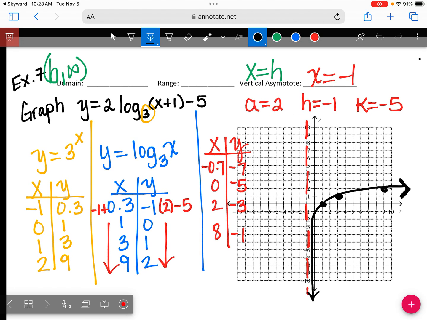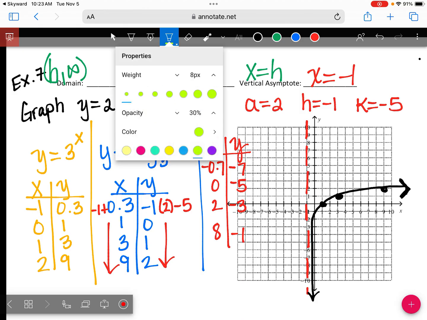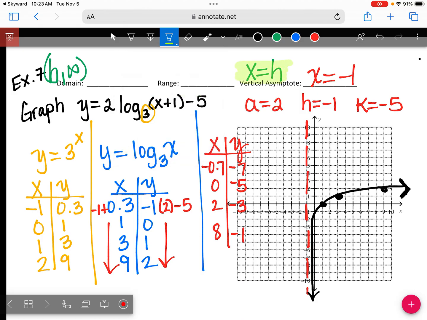And again, this is the rule for your vertical asymptote: x equals h. My domain is always h to infinity. So my domain would be -1 to infinity. And the range is always all real numbers. That never changes.